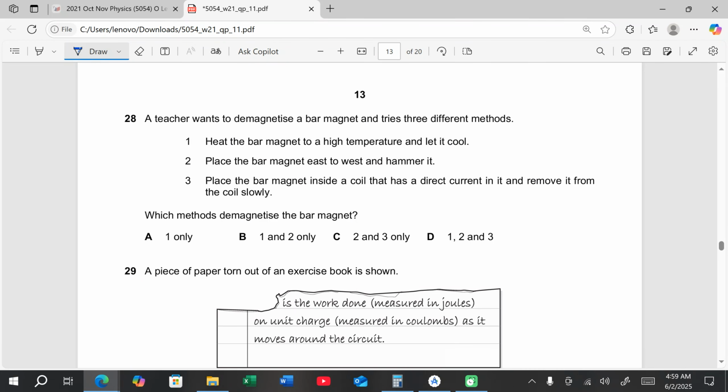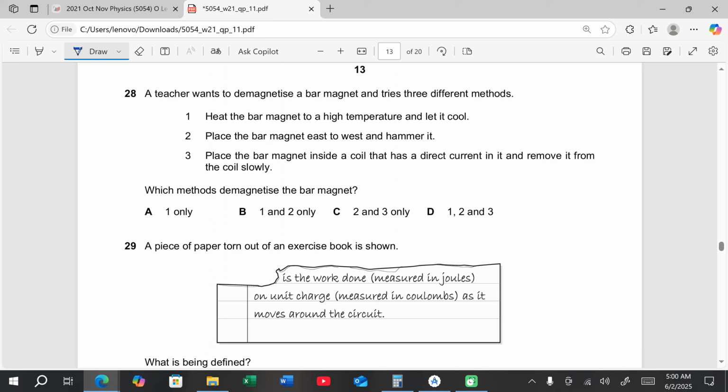A teacher wants to demagnetize a bar magnet and tries three different methods. Number one, heat the magnet to a high temperature and then allow it to cool. Number two, place the bar magnet east to west and hammer it. Number three, place the bar magnet inside a coil that has a direct current in it and remove it from the coil slowly. It should have an alternating current, not direct current. So that is wrong. The third one is wrong. 1 and 2 are correct.